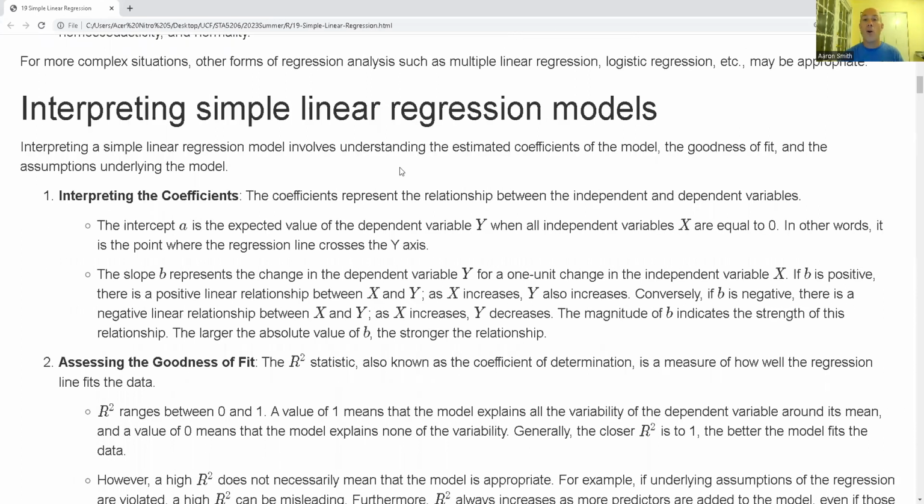All right, so now let's interpret our simple linear regression model. Here, we're taking the simplest algebra equation I could possibly get into statistics, and we're going to try to interpret what's going on. So we're going to interpret the coefficients. The coefficients represent the relationship between the independent and dependent variables. The intercept a is the expected value of y when x is equal to 0. This is the point where the regression line crosses the y-axis. Now, you'll notice that I use all independent variables x here.